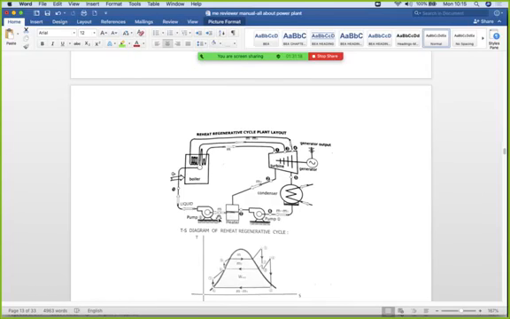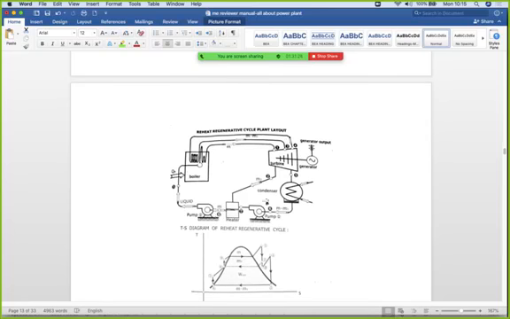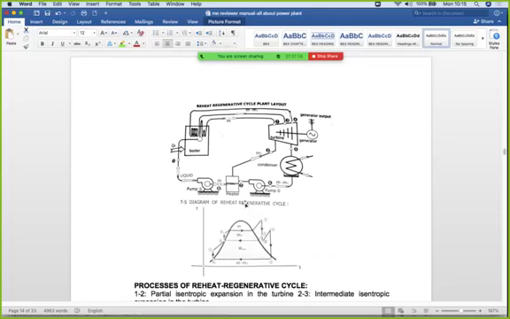Okay, this is the reheat. After the reheat cycle, we are combining the reheat and regenerative. So what will happen? There is the reheater here and also the regenerative here. So we can combine further in order to increase the efficiency.